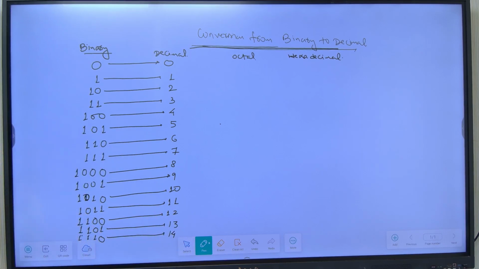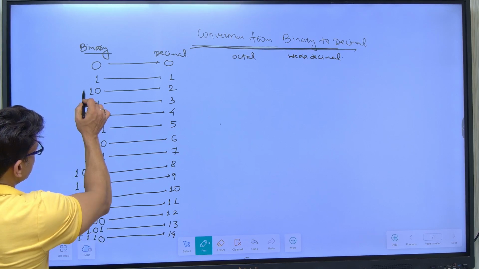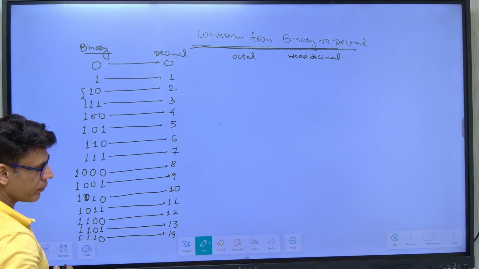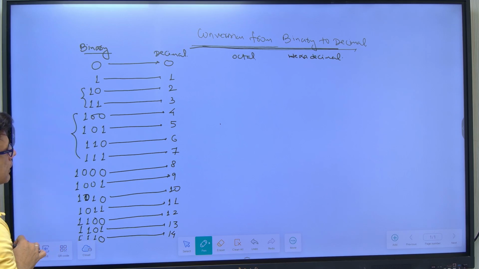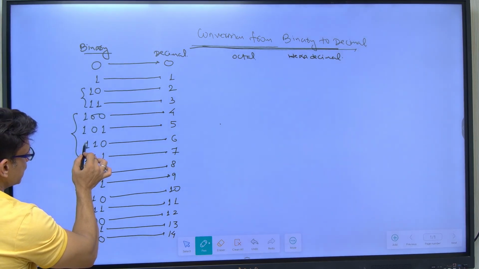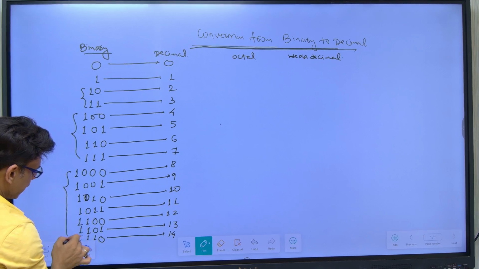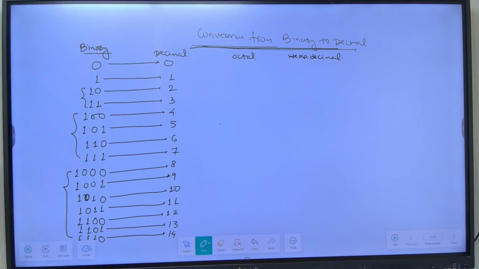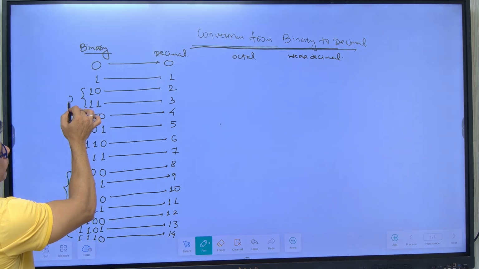Now, a few more things which we have to understand. If you see the digits, these are 2-digit numbers here, and these are 3-digit numbers. The 2-digit numbers start at 2, and the 3-digit numbers start at 4. Now, the 4-digit numbers will start at how much? There is something which you need to understand here. In this case, this is 2 raised to the power 1.